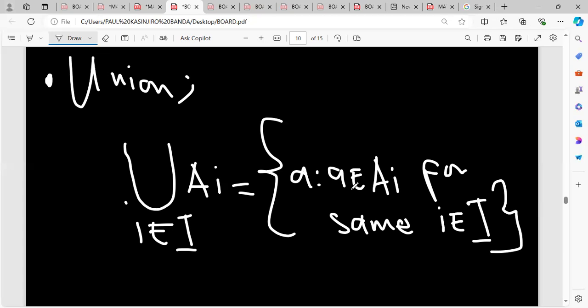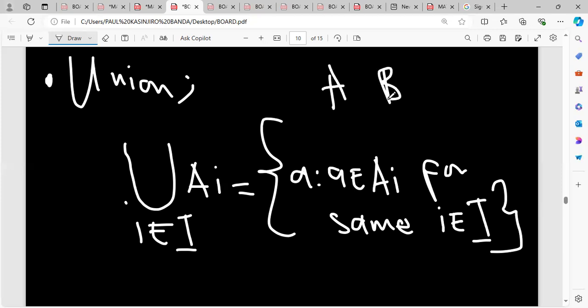And then for the intersection, it's going to be the same thing, but we're just going to change the language. So we know that if, for example, I have sets A and B, right?